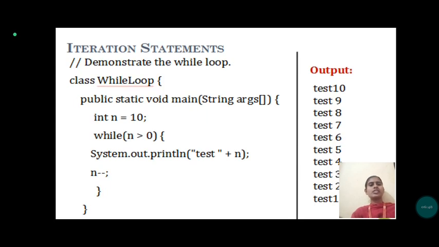Here is an example of the while loop. class WhileLoop { public static void main(String[] args) { int n = 10; while (n > 0) { System.out.println("test", n); n--; } } } The output for this example is test 10, test 9, test 8, and so on, down to test 1.